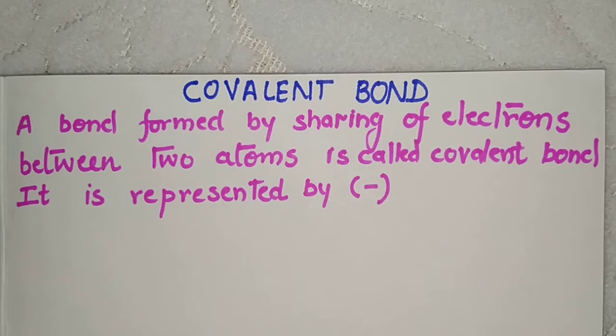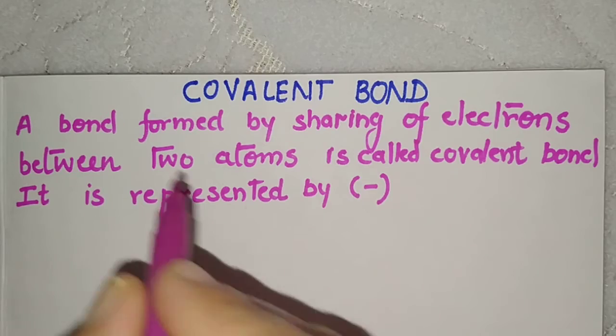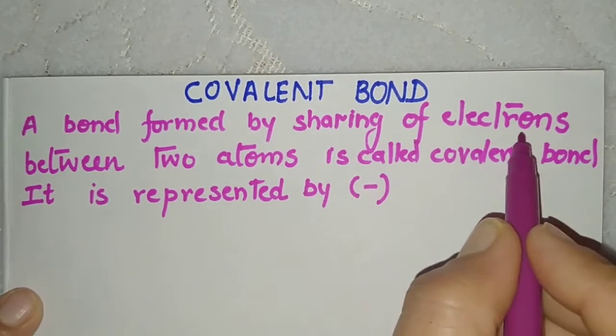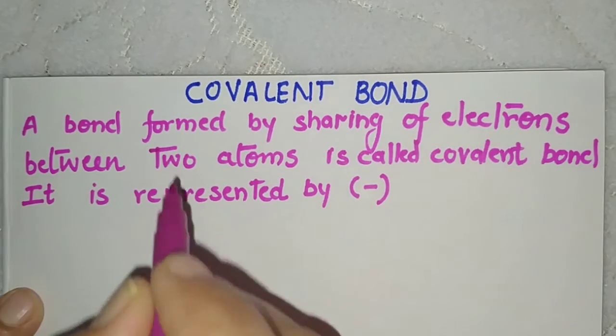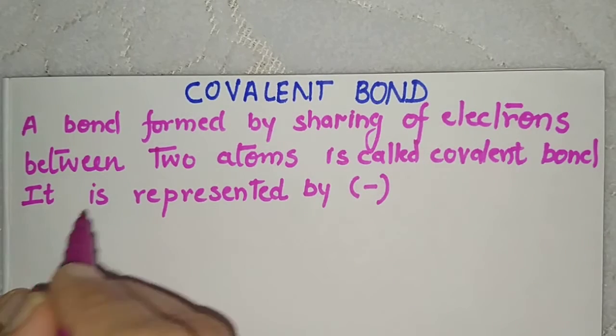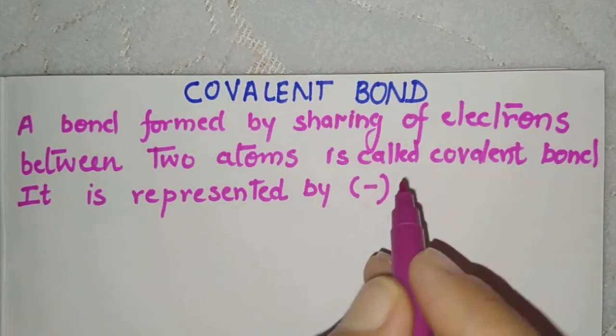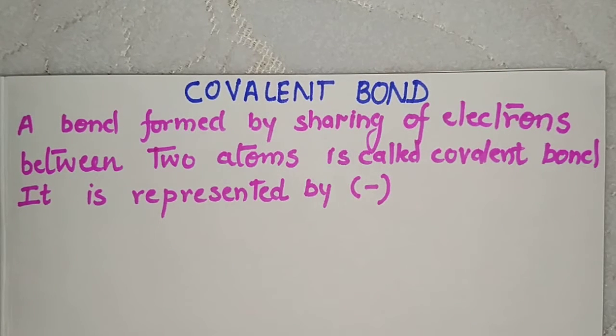Welcome students. Today's topic is covalent bond. It is a bond which is formed by sharing of electrons between two atoms, and it is represented or shown by a dash. Types of covalent bond.